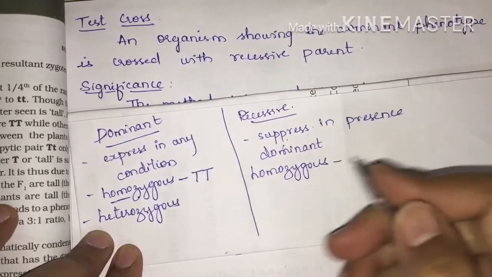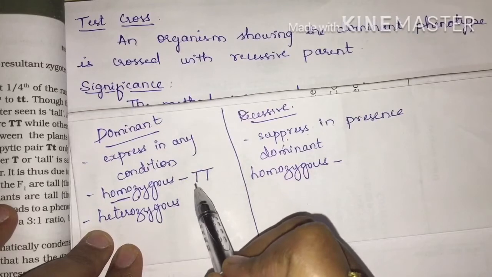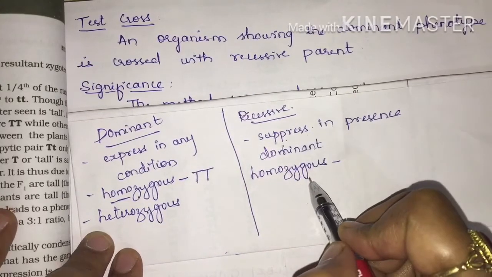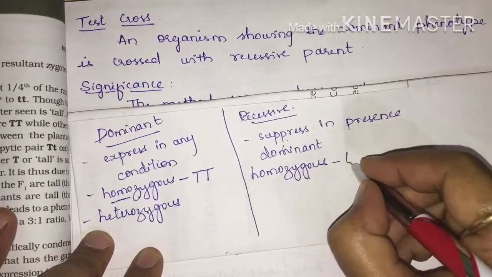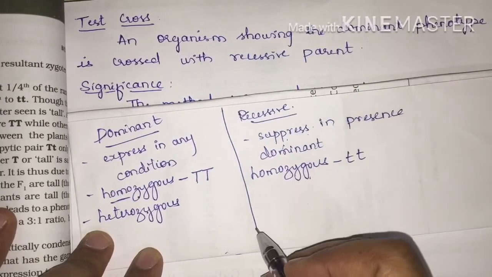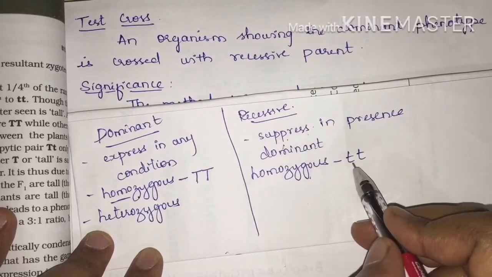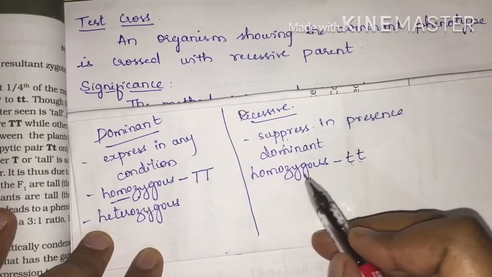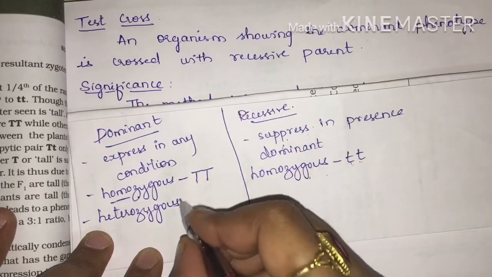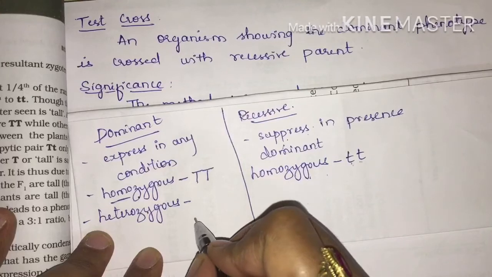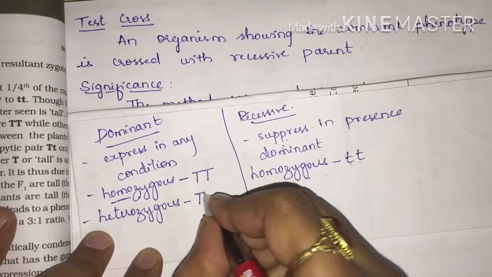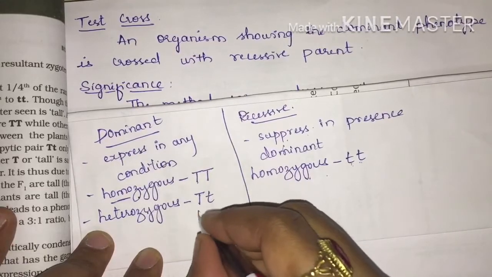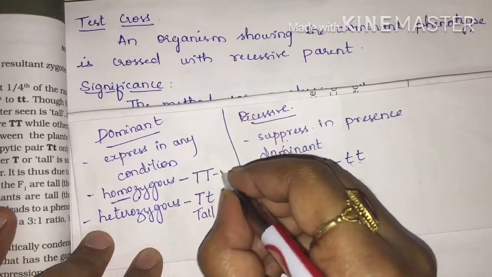In recessive, what will you write? Whenever we give capital letters, that is dominant, and it will express. In tall and dwarf, the recessive was dwarf, which we gave as small t. Now recessive expresses when both are in recessive condition, that is, in homozygous condition. Dominant will express even in heterozygous condition. What is that heterozygous condition? One capital and one small. In this also dominant will express. Now its phenotype is what? Tall.